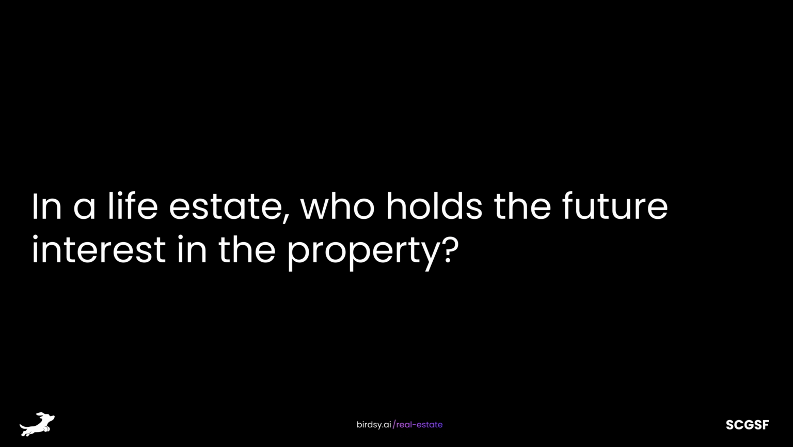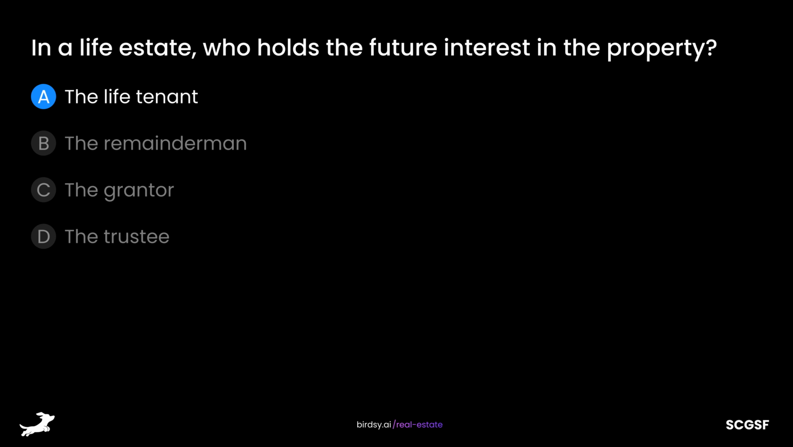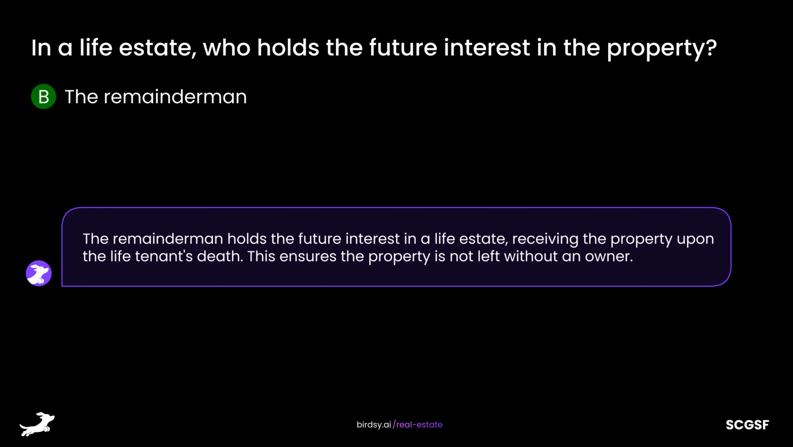In a life estate, who holds the future interest in the property? Is it A, the life tenant, B, the remainderman, C, the grantor, or D, the trustee? The answer is B, the remainderman. The remainderman holds the future interest in a life estate, receiving the property upon the life tenant's death. This ensures the property is not left without an owner.